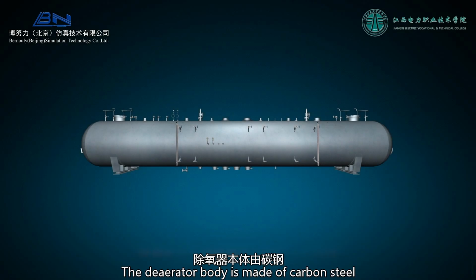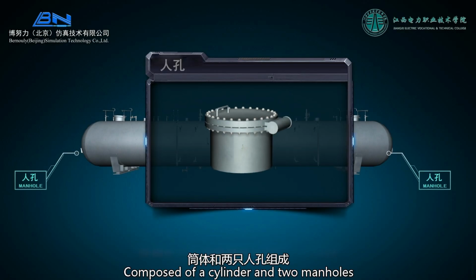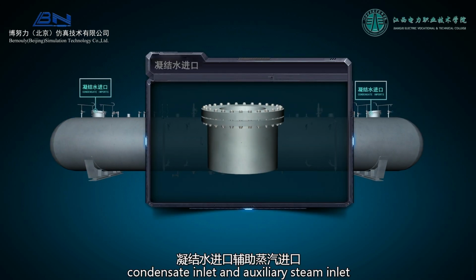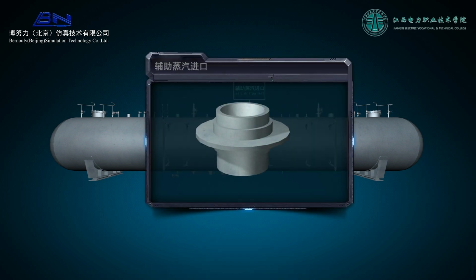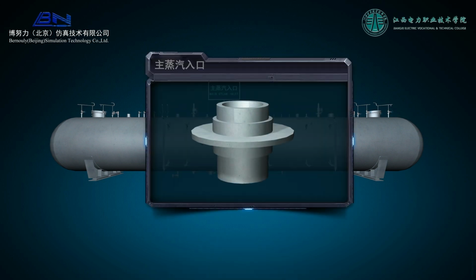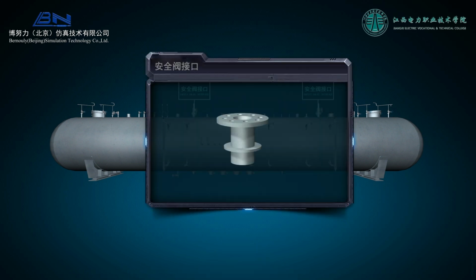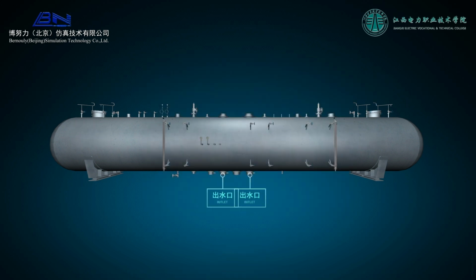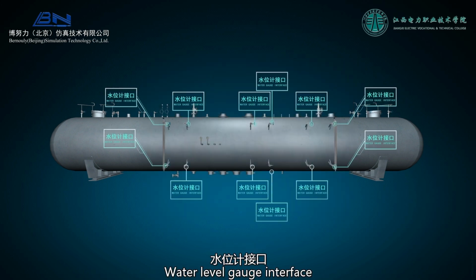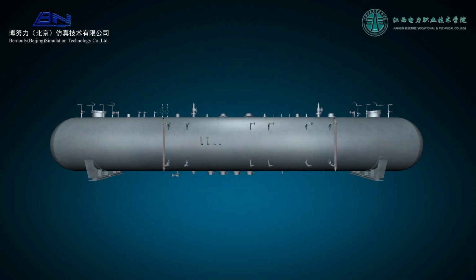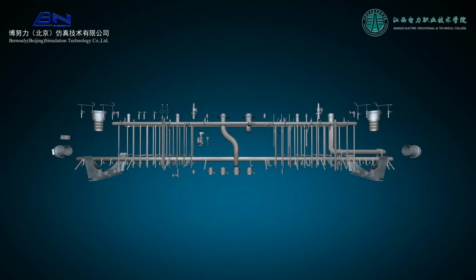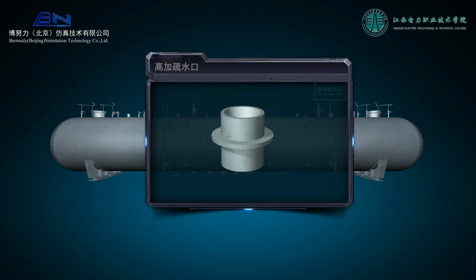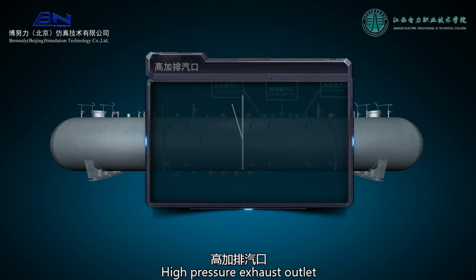Structure of the built-in deaerator. The deaerator body is made of carbon steel, composed of a cylinder and two manholes, externally connected with condensate inlet and auxiliary steam inlet, main steam inlet, safety valve interface, operating exhaust port, outlet, water level gauge interface, reserved port, water supply at the circulation port, high pressure drainage outlet, high pressure exhaust outlet.